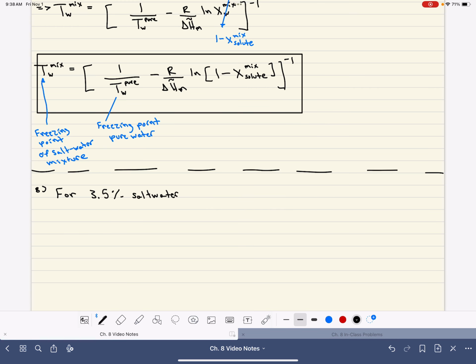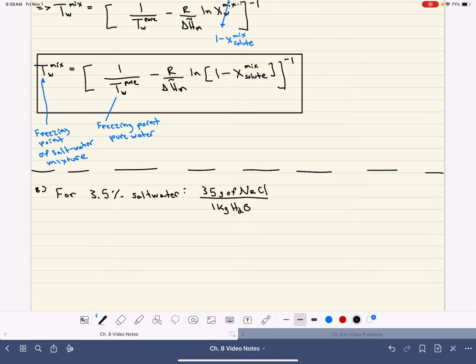And what's meant by that is that for every kilogram of water that you have, there's about 35 grams of NaCl in it. Okay? All right. So that just means that there's 35 grams of NaCl for every 1 kilogram of water that we have.